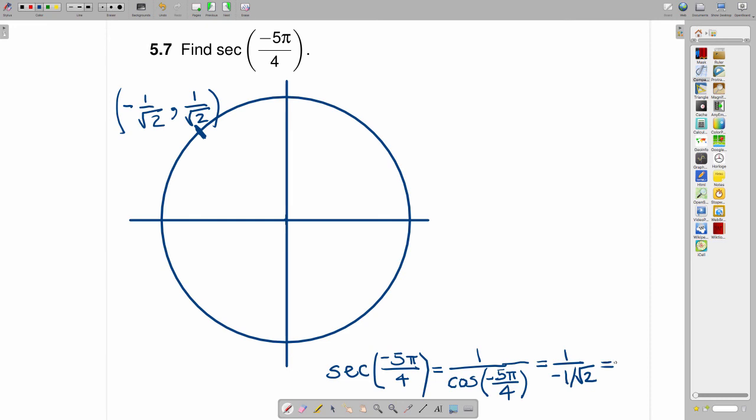into there. And when you take 1 divided by negative 1 over the square root of 2, you get negative square root of 2. So in this case, if you want it as a decimal, you could say negative 1.414 is the secant of negative 5 pi over 4, and that's the value you'll get when you work this out on a calculator.